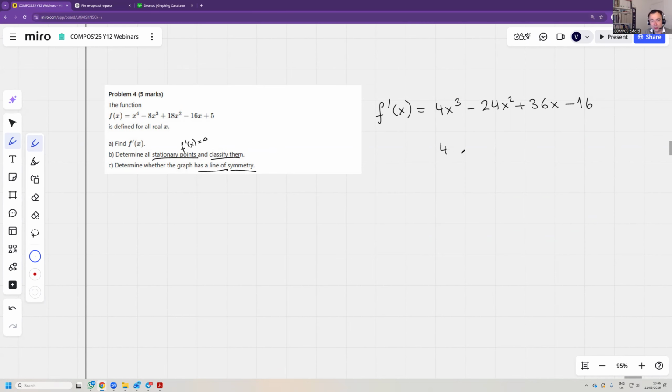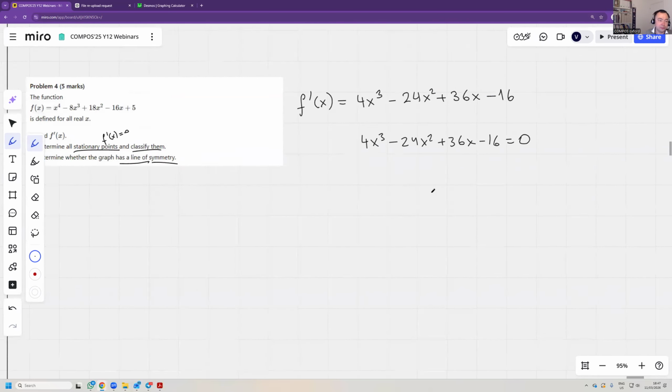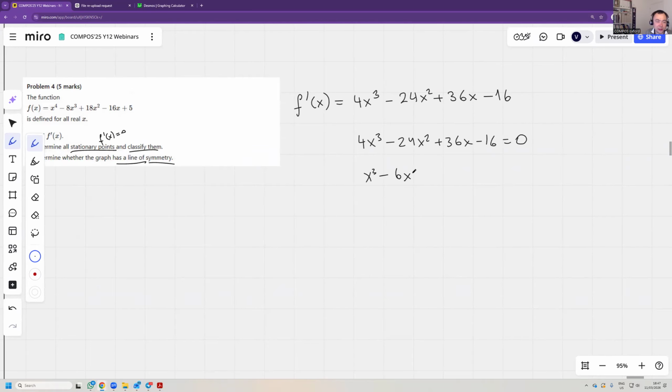So 4x cubed minus 24x squared plus 36x minus 16 equals 0. Divide by 4: x cubed minus 6x squared plus 9x minus 4 equals 0. So what can we guess? Does 1 work? 1 minus 6 is minus 5, plus 9 is 4, minus 4 is 0. Oh, x equals 1 is a solution.